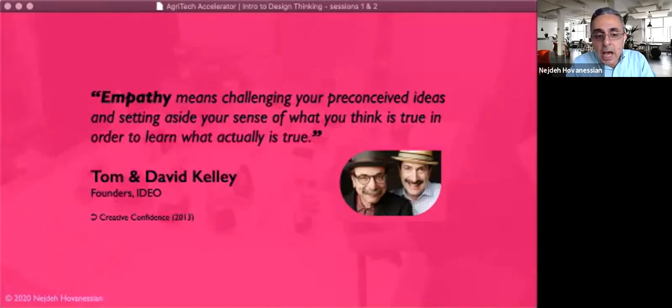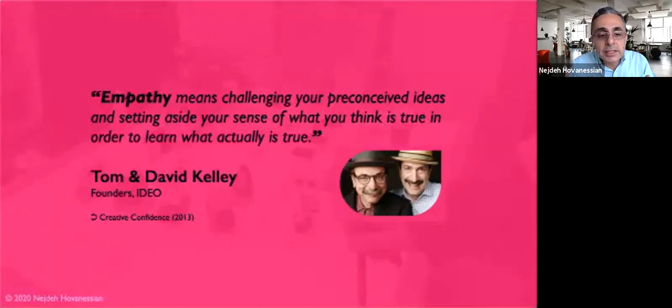There is another very important book related to design thinking from the founders of IDEO, Creative Confidence. I would suggest reading that. It's a very easy reading book, and it's very engaging and exciting. If you find time, please do this.